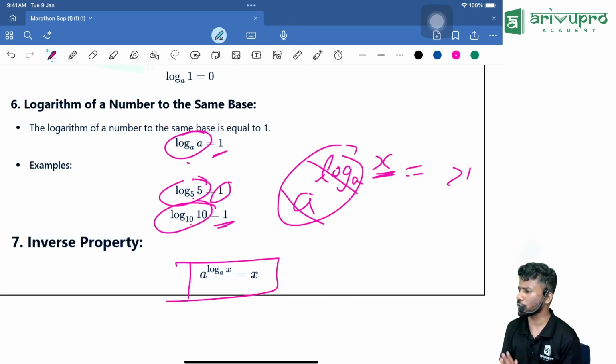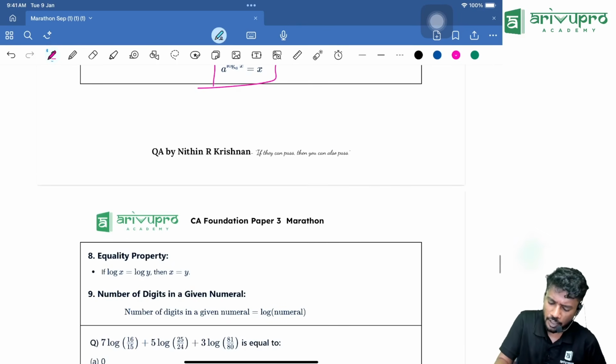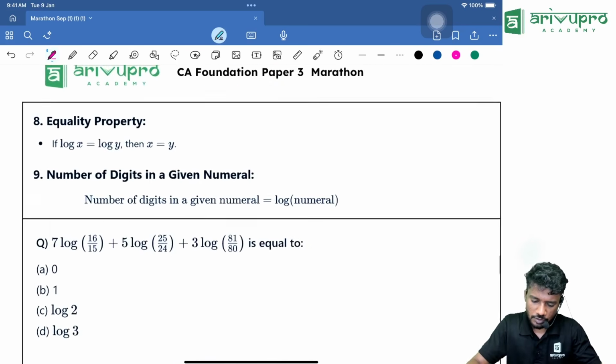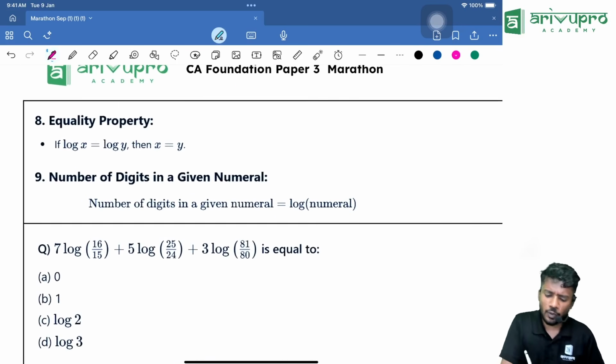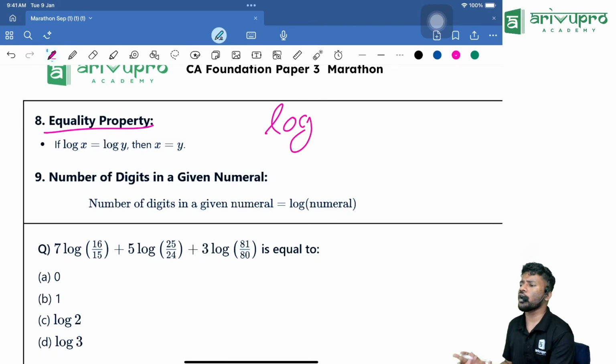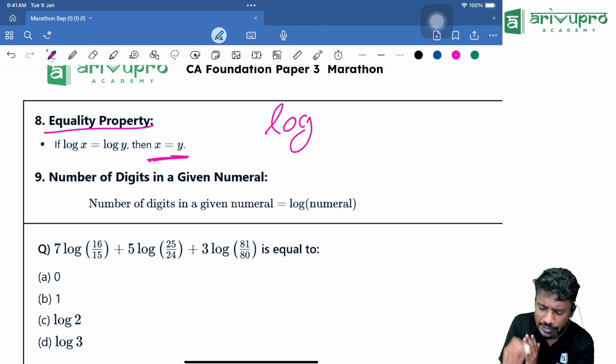With that we are going to solve some questions. Now one more thing is the equality property. If log x is equal to log y, then x is equal to y. That is given over here.